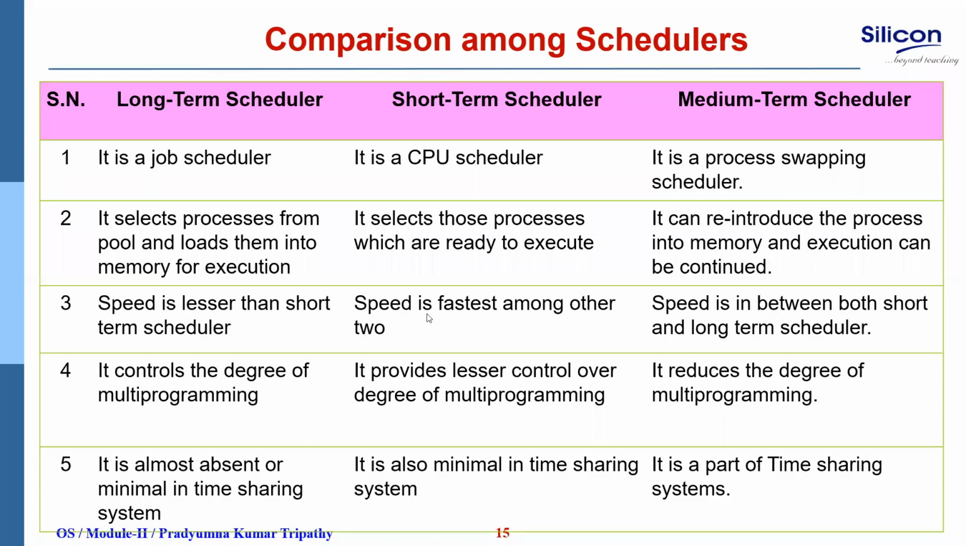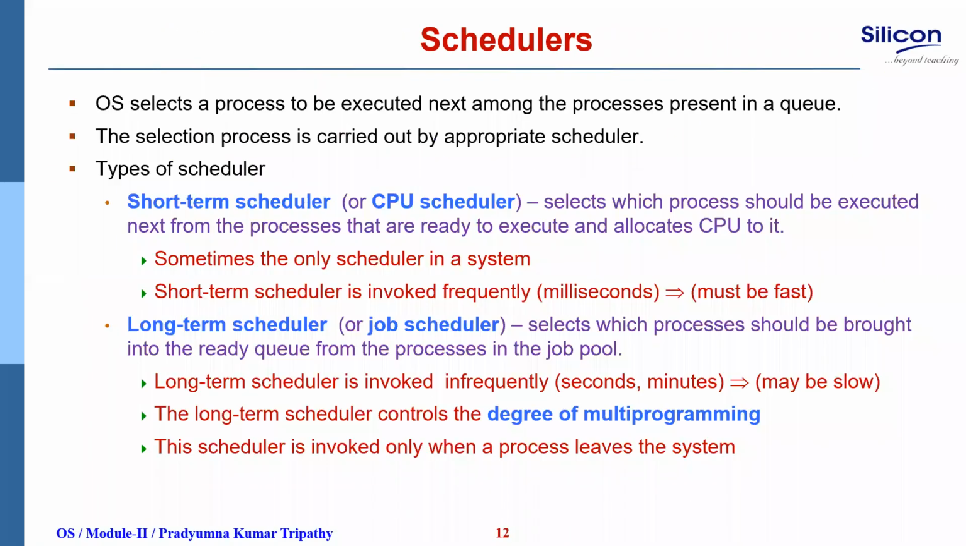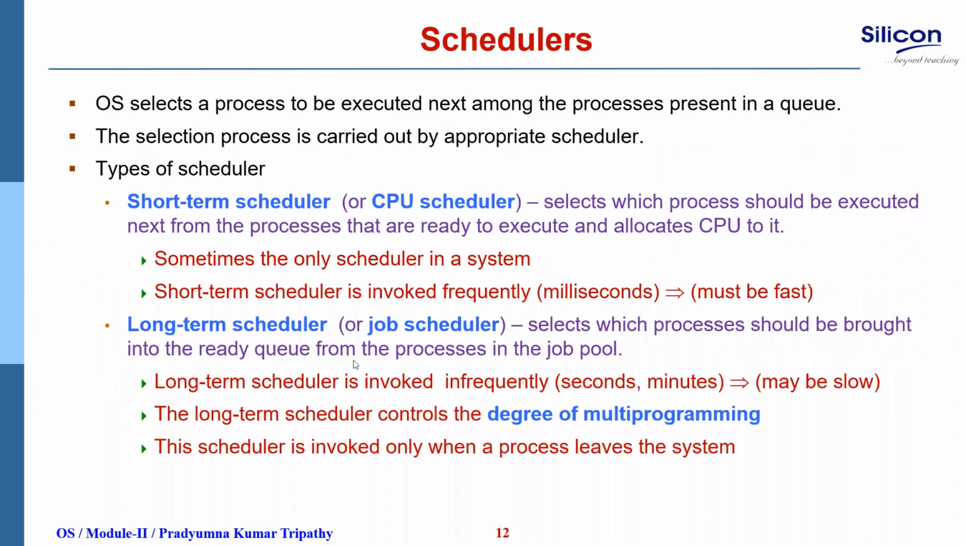You have recalled in our previous discussion, we have discussed three different kinds of schedulers, right? One is the short-term scheduler or CPU scheduler. The second one is the long-term scheduler or job scheduler, and the third one is the medium-term scheduler. Correct? And we have discussed what the functions of these schedulers are.